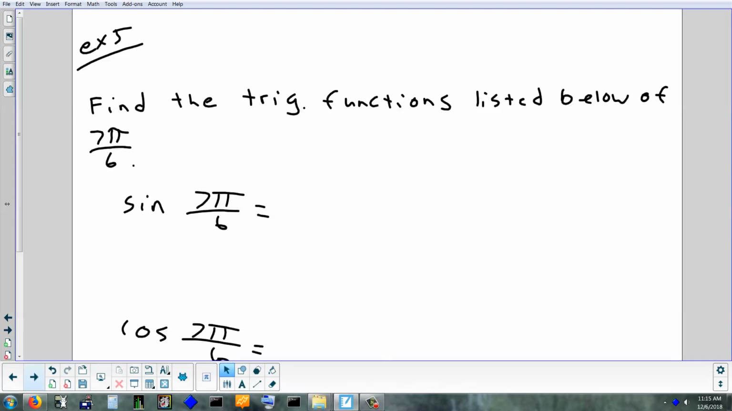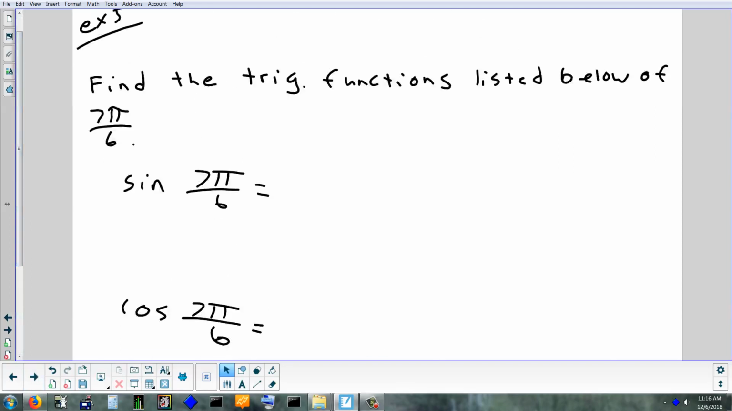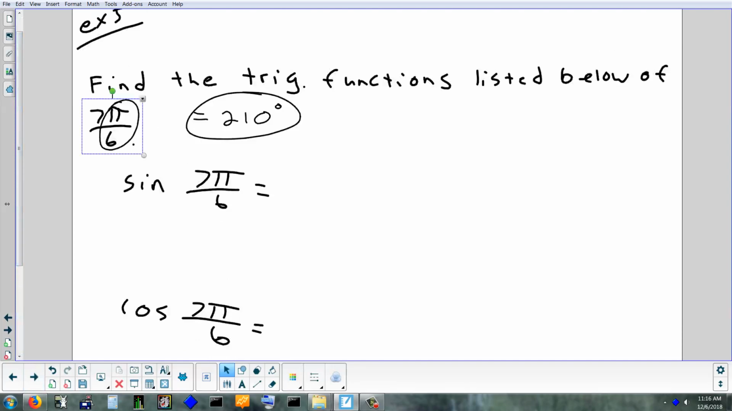Okay, let's look at this one. Find the 6 trig functions of 7 pi over 6. Actually, it doesn't say 6, just 3. Okay. This is a basic one times 7. Does anyone remember what pi over 6 is? Yep. It's 30. And what's 30 times 7? 210, yeah. So the angle is 210.